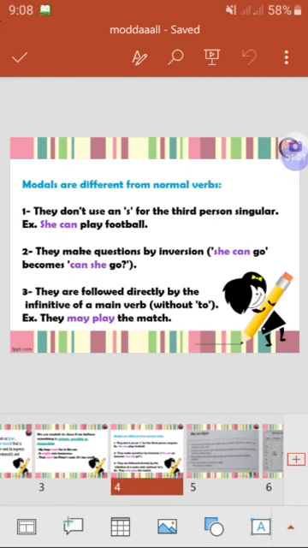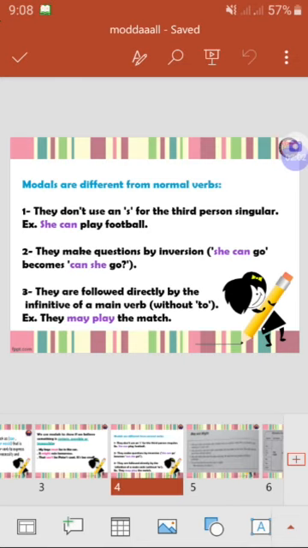Here, let's see what are the differences between modals and normal verbs. Number 1, they don't use an S for the third person singular. I can't add S or ing or ed to the modal verbs. So whatever the subject that you have, I'm going to write can as it is. It will be written without adding anything to it. I will say she can play, they can play, I can play. I'm not going to change or add anything to the modal verb.